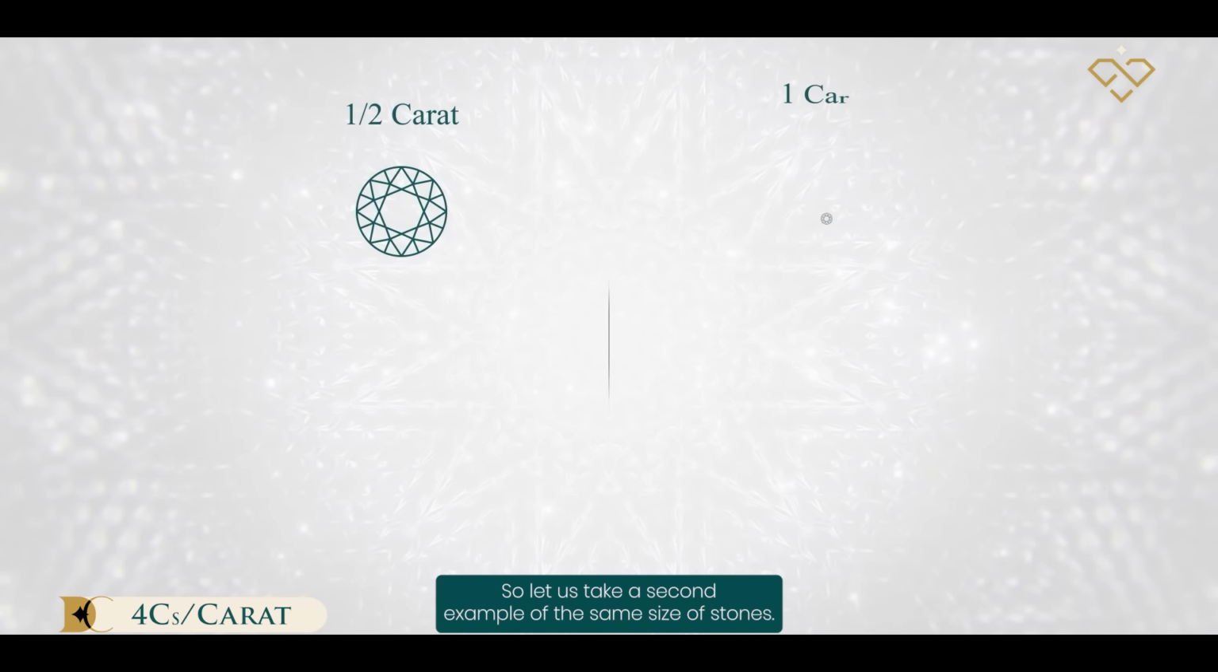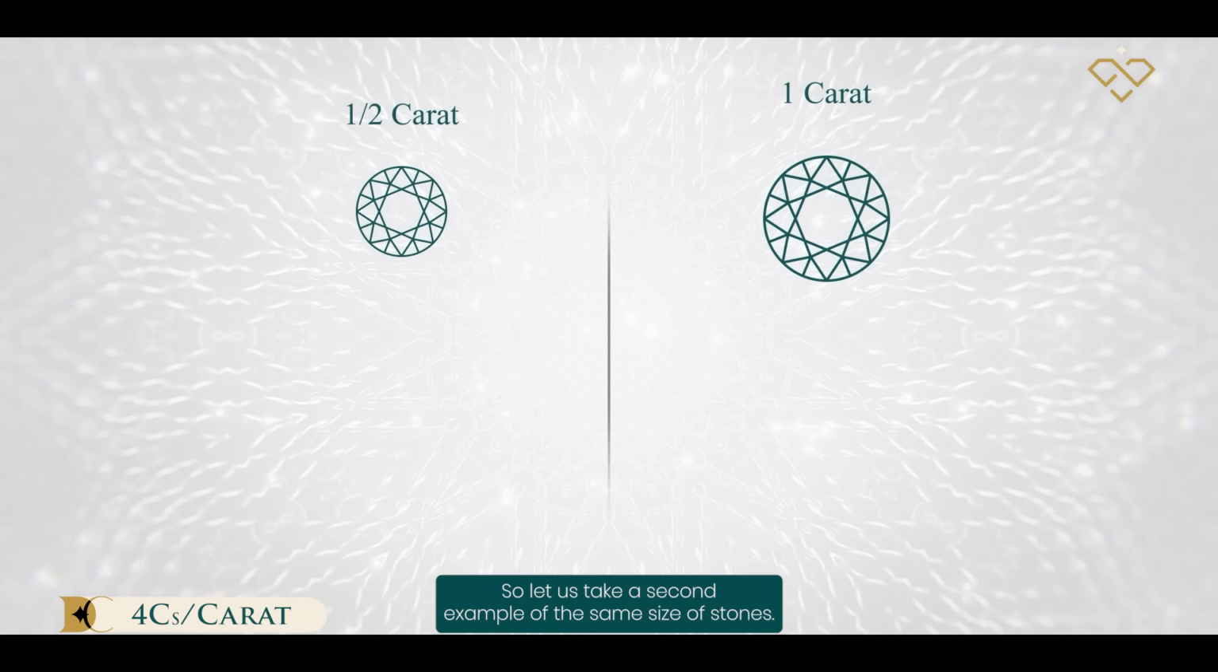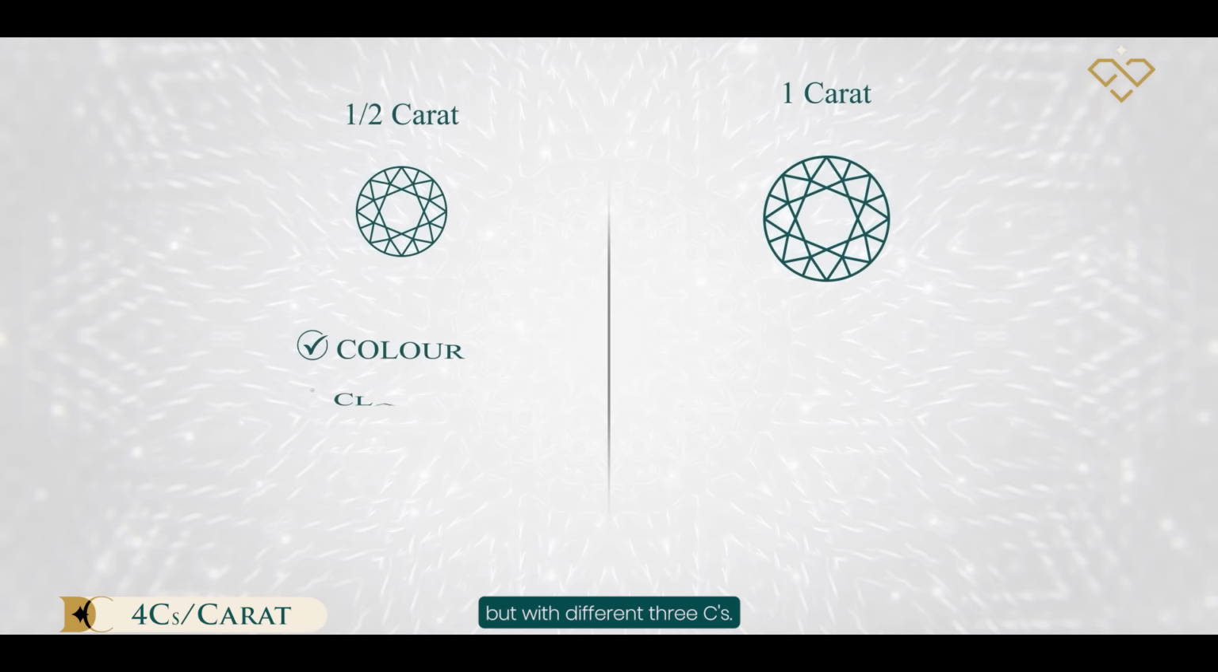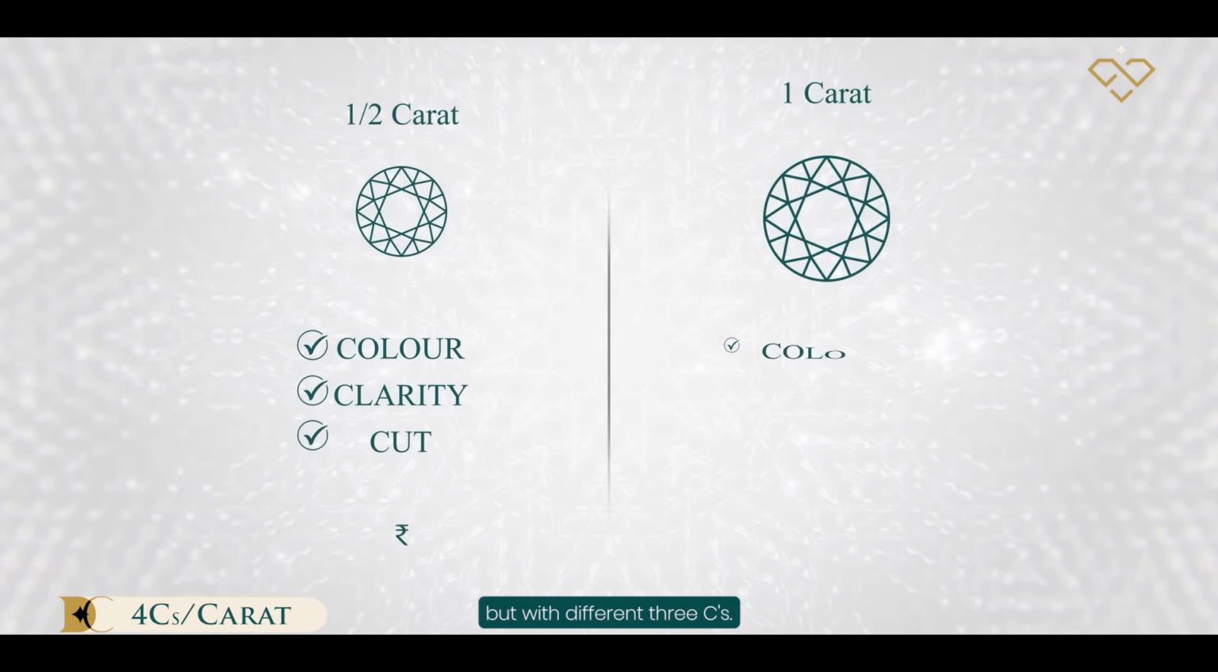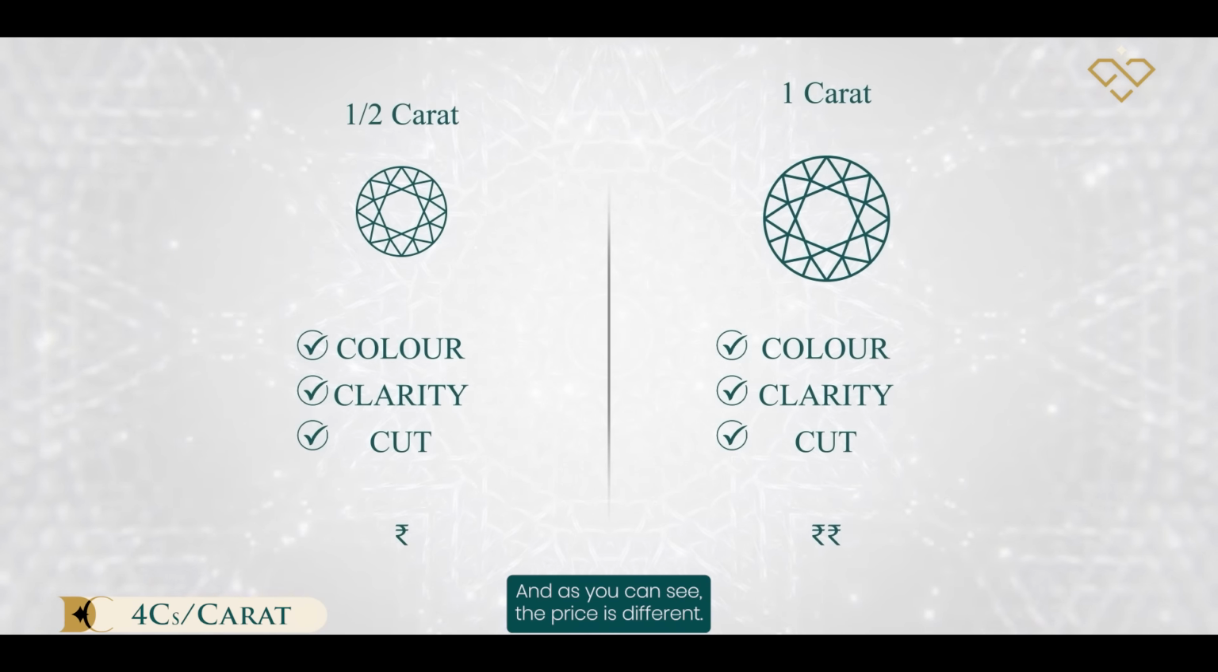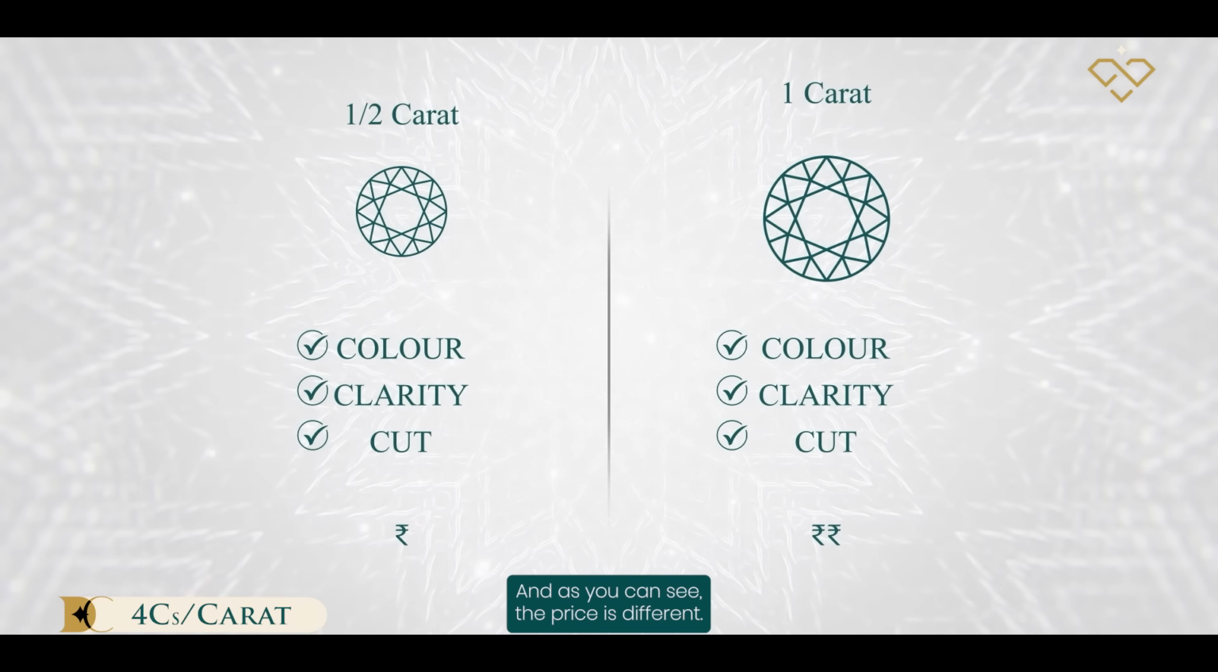So let us take a second example of the same size of stones, that is half a carat and 1 carat, but with different 3 C's, and as you can see, the price is different. This is because of the lower quality of the larger stone.